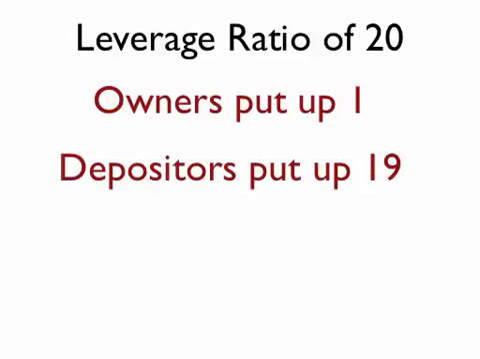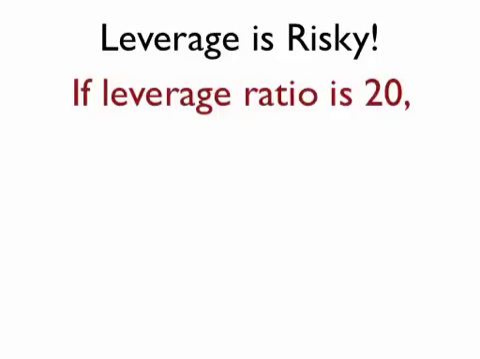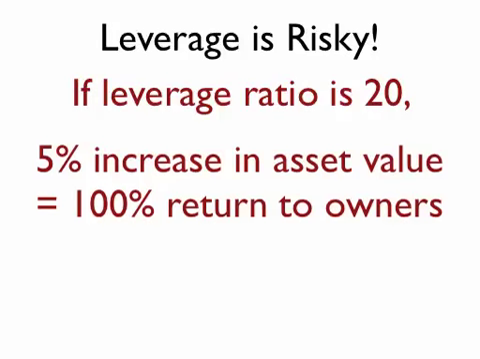Now, with a leverage ratio of 20, the owners have essentially put up $1 and depositors have put up 19. Now, we have to remember that leverage is very, very risky. It's very powerful, but it's also very risky. If a leverage ratio is 20, a 5% increase in an asset value will provide the owners with a 100% return. In other words, if the asset side goes up only 5%, the stockholder equity or the capital side is actually doubled in size. So it can be very powerful if the asset values are increasing due to leverage.